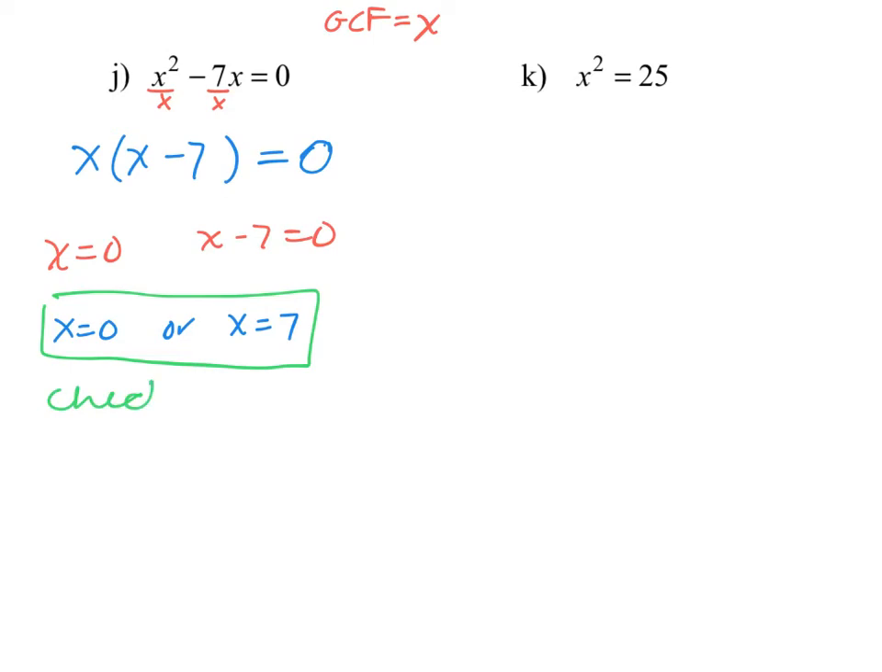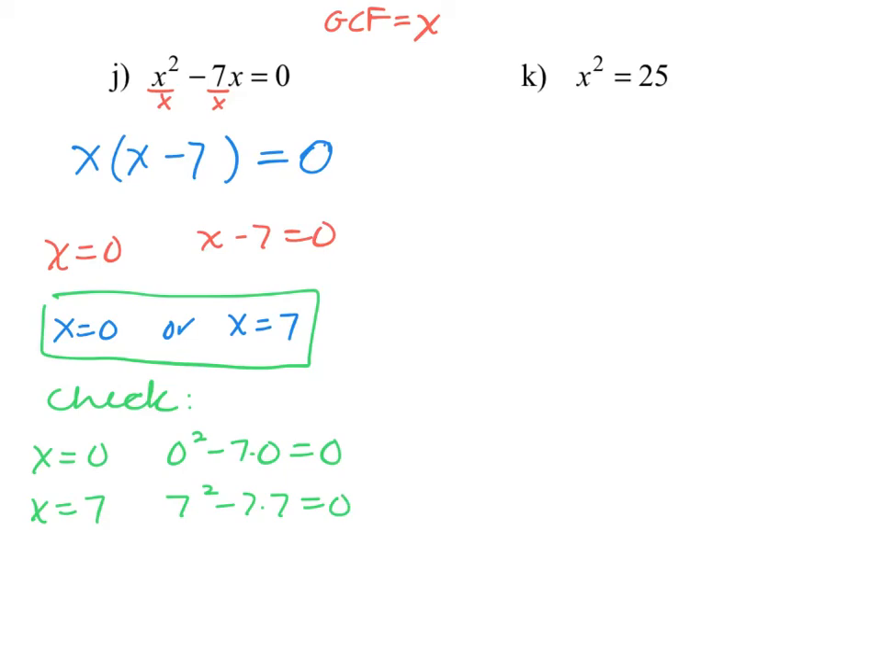As always, we want to check our work. We check by replacing the x in the original equation with 0, and that'll give us 0 squared minus 7 times 0, which is equal to 0. And then we also want to check the other answer, x equals 7. And that's going to be 7 squared minus 7 times 7 is equal to 0, or 49 minus 49 is equal to 0.